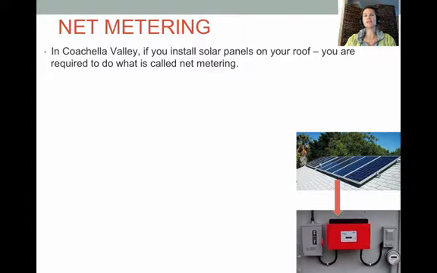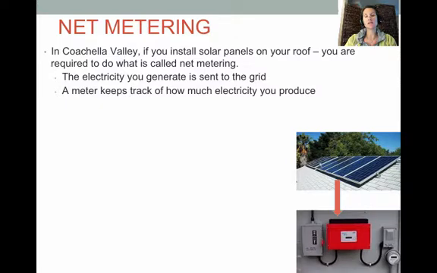You have to do something called net metering here. And what that means is if you install solar panels on your roof, you are required to net meter that. And so what it means is that you put those on your roof and you're generating electricity. But Edison won't allow you to keep your own electricity. They won't allow you to just send it straight to your house. What you have to do is have your converter box in there, and then what they make you do is they send the electricity that you generate over to the grid, and they keep track of how much you're making.